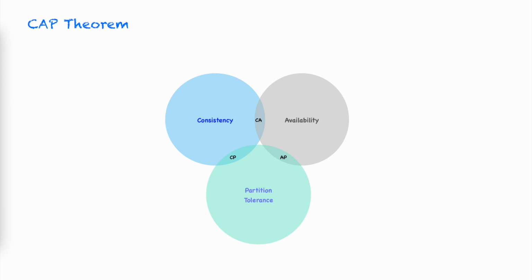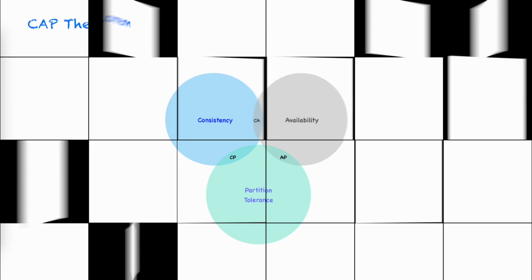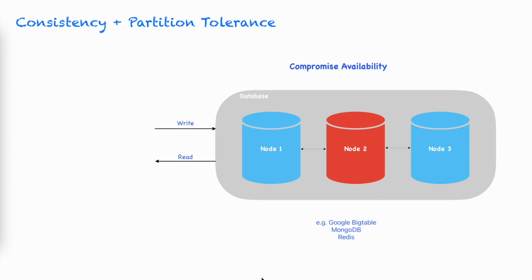Now let's see what databases we have in these forms. So now let's consider the case where consistency and partition tolerance are our priority. As per the CAP theorem, we have to compromise the availability. That means if one of the nodes in a distributed system is down, and we have to ensure consistency, that means whatever we have written should be available whenever we request that particular data, then that data should be available all the time.